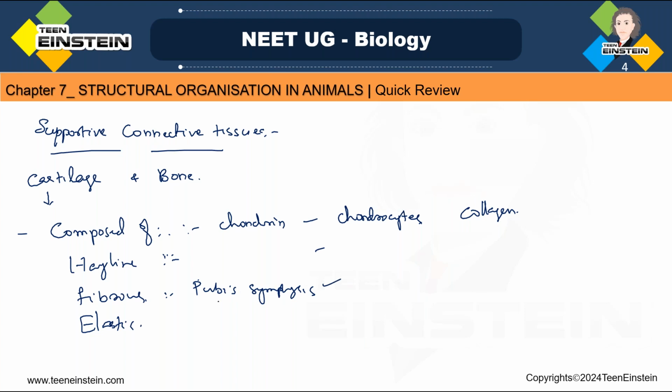Next comes the elastic cartilage. Elastic cartilage provides strength and maintains shape. It's elastic, so it gives strength and maintains the shape of the ear pinna. Then the tip of the nose, epiglottis, Eustachian tube, larynx, all these places have elastic cartilage. So that's about cartilage. All these points are from previous year question papers, so you cannot delete even one point because everything is from previous year question papers.